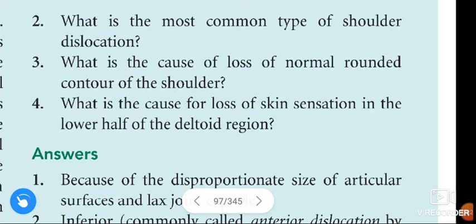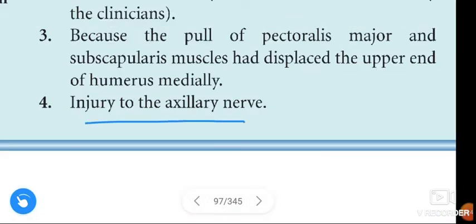And the last and final one is, what is the cause for loss of skin sensation in the lower half of the deltoid region? Injury to the axillary nerve. Okay guys, injury to the axillary nerve.